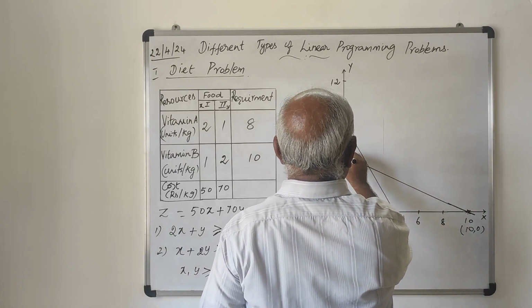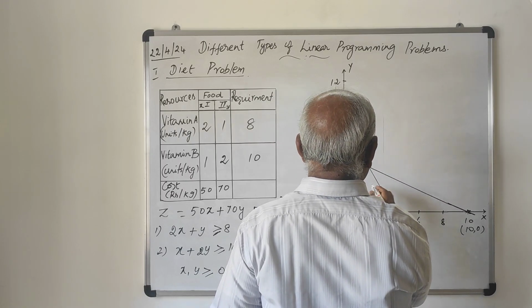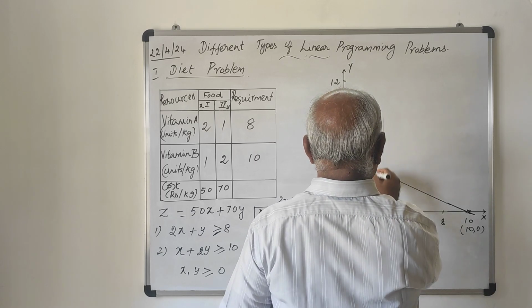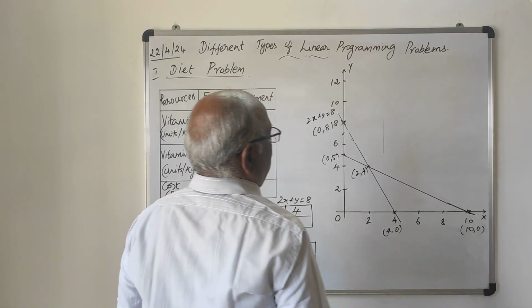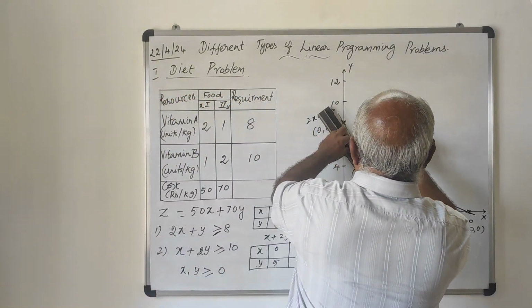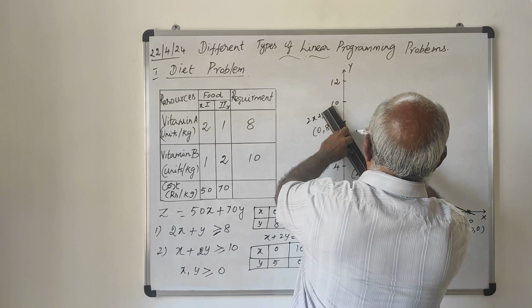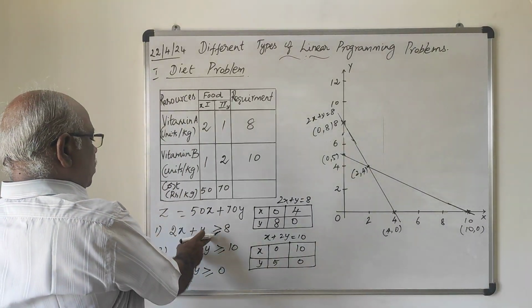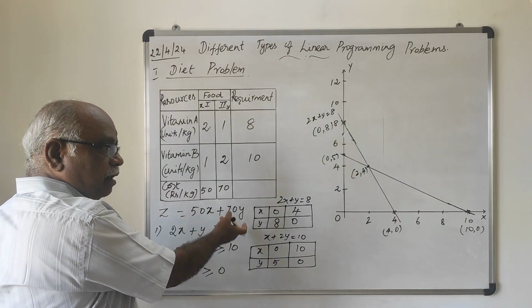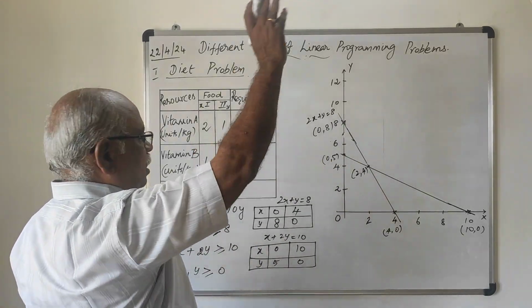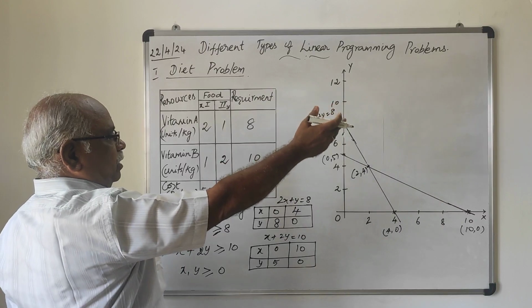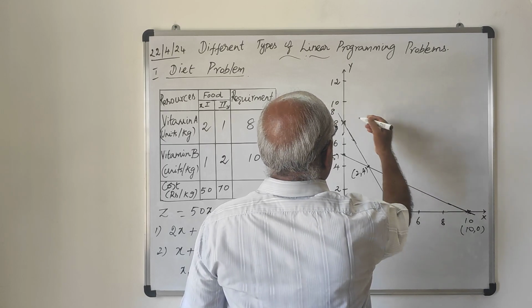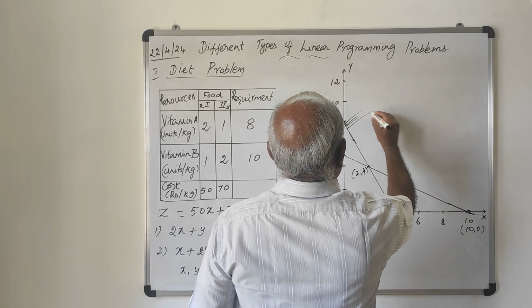This is 10, 0, this is 0, 5, and this point is 2, 4. This is the point, x is 2, y equal to 4. See, both the inequalities are greater than or equal to. 2x plus y greater than or equal to 8 means it is an unbounded region. It is away from the origin. 2x plus y greater than or equal to 8 means this is the region.